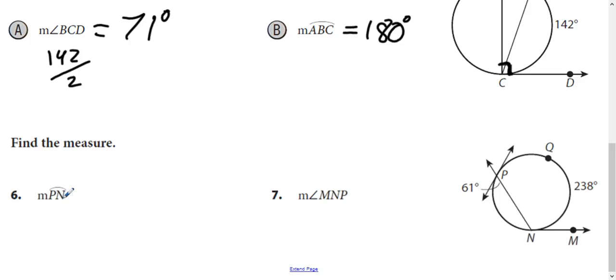Measure of arc PN. So that goes from here around to N. We know that this angle right here that forms that arc is 61 degrees. The angle is half the arc, so 61 times 2 is 122. The arc is twice as big as the angle.